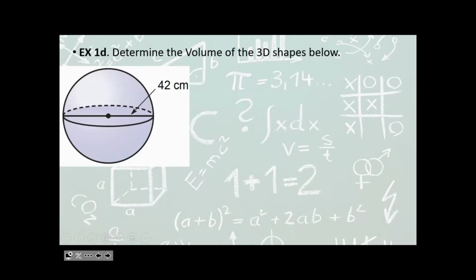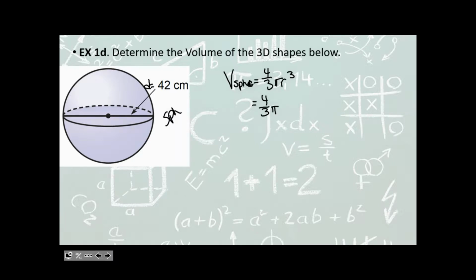One more basic example before a problem-solving one. So this says determine the volume of the 3D shape below. Again, I should just be able to look at that, say, okay, that's a sphere. So I go to my formula sheet, get the volume of a sphere is equal to 4/3 pi r cubed. So 4/3 times pi times the radius.